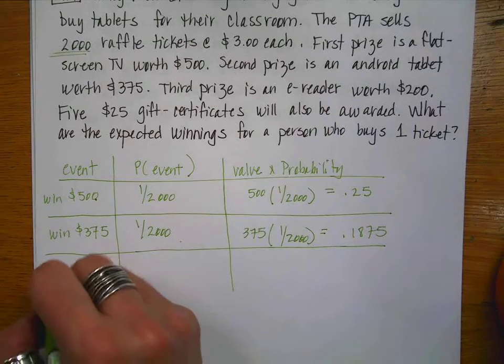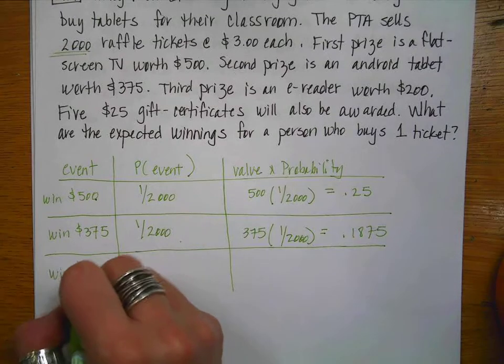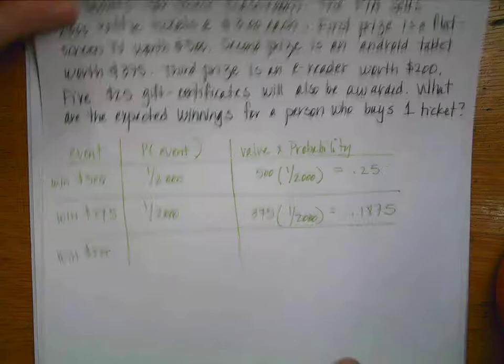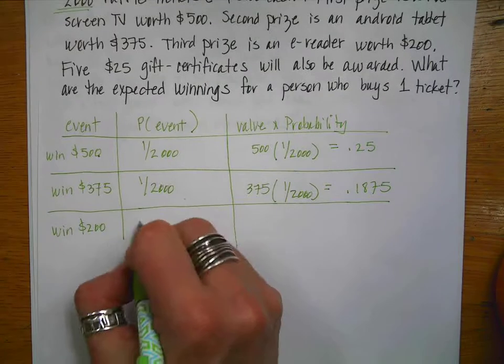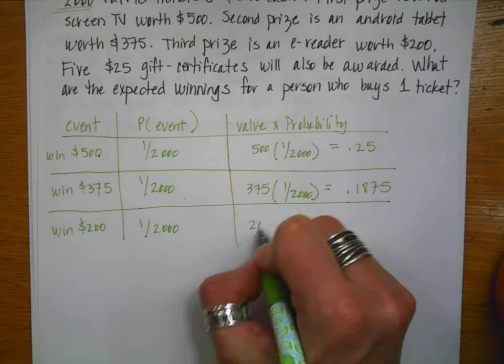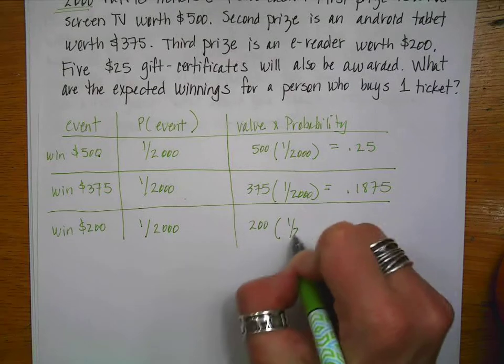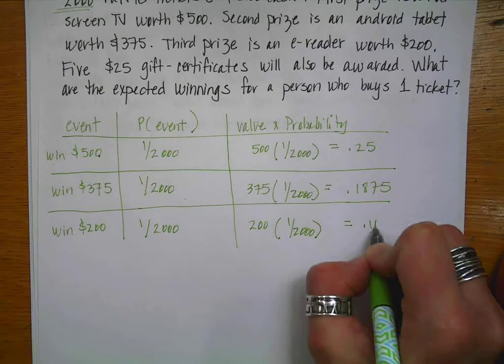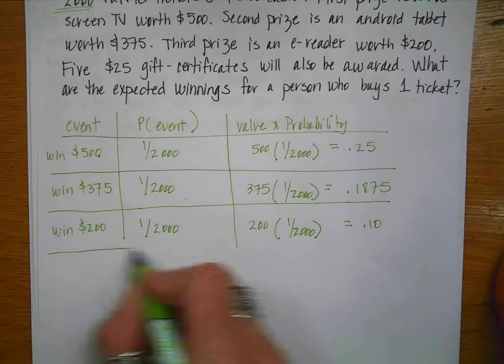And then I'm going to go to the next prize. So the next prize was an e-reader, so I could win $200. Technically, you win the e-reader, but it's going to work for our example. There are 1 of those 2,000, so it's going to be my 200 times 1 over 2,000. And when I do that math, I get 0.10.